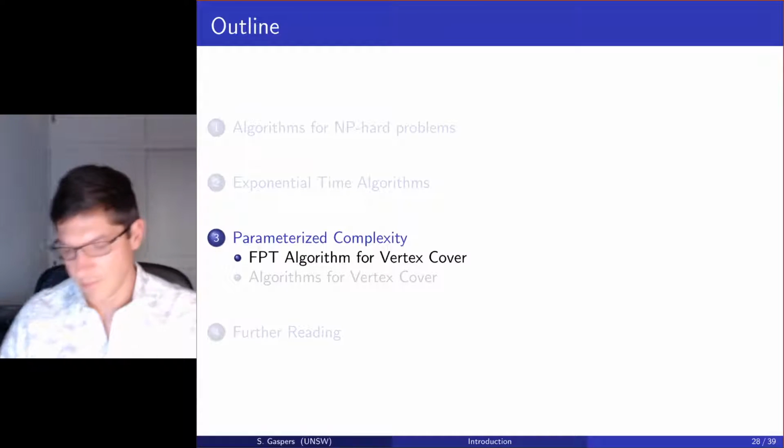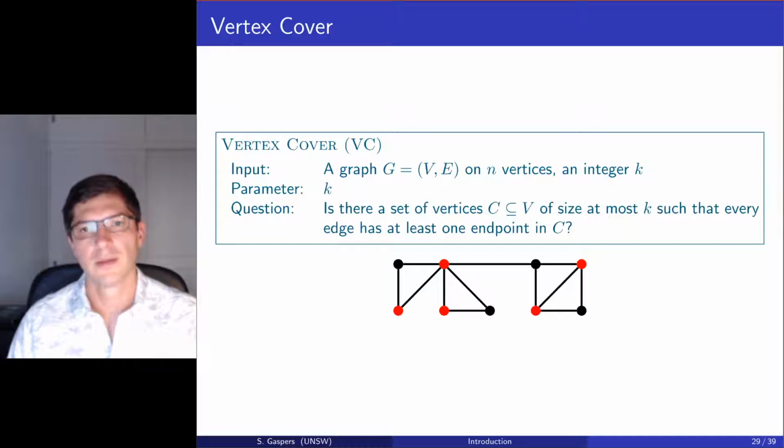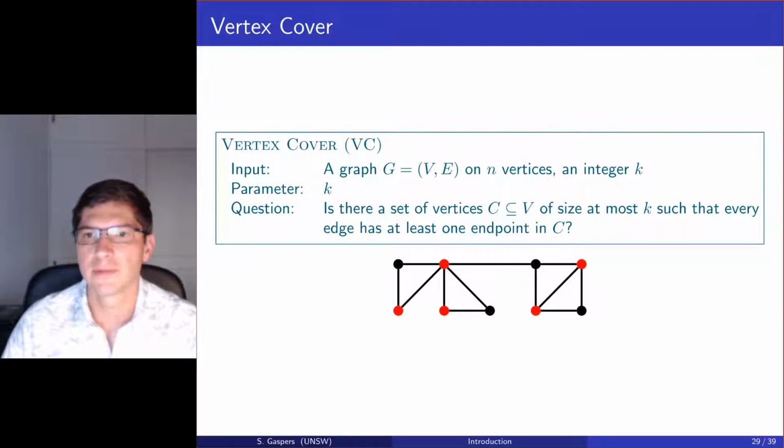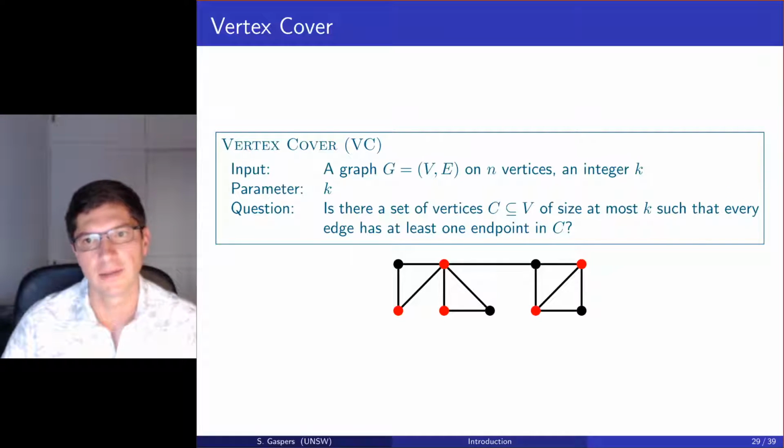Okay, let's have a look at an example. We'll stick with vertex cover. Our input is still a graph G on n vertices and an integer k. Let's say the parameter is k. And the question is whether G has a vertex cover of size at most k. Of course, a vertex cover is a set of vertices C such that every edge of the graph has at least one endpoint in C.